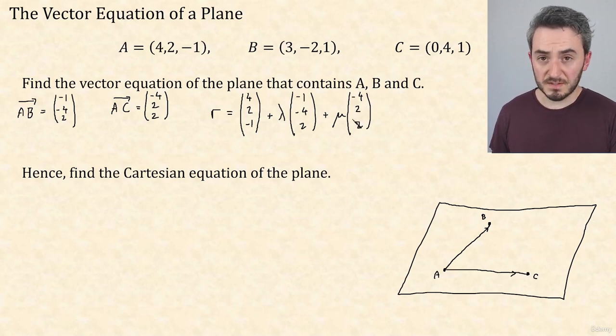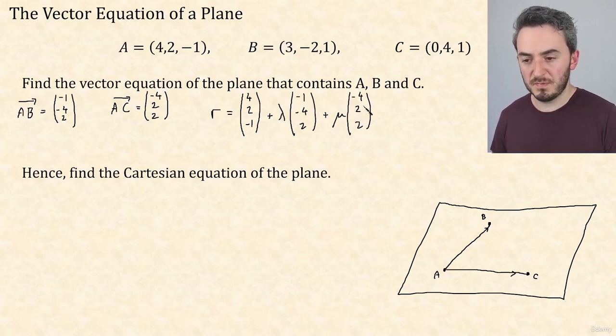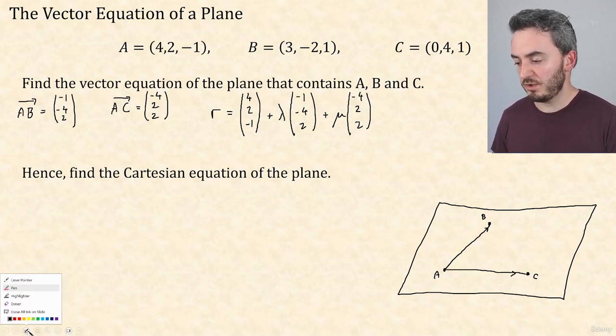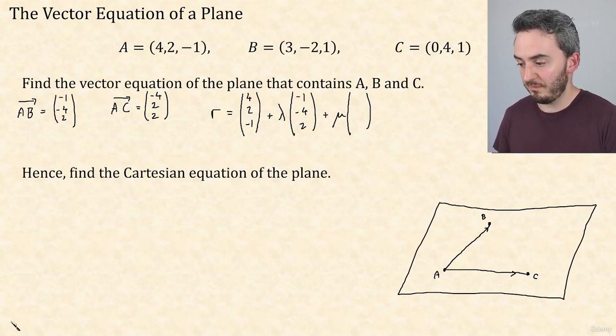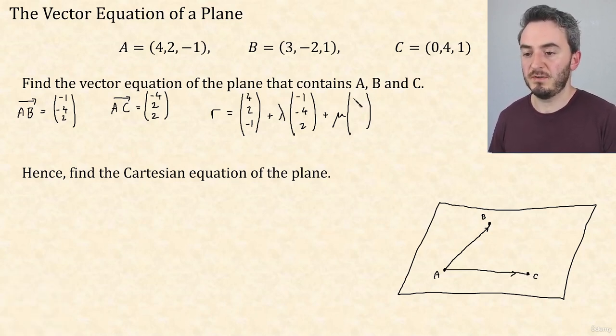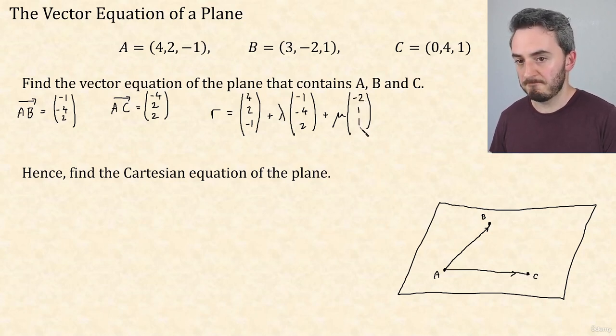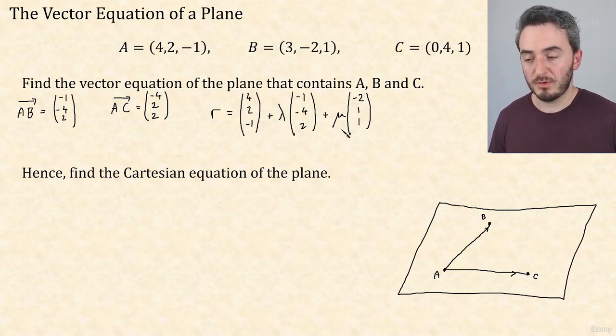So that's it. Now you could neaten this up. You'll notice that this direction vector is all divisible by 2. Since the convention is to have the direction vectors written in their simplest form, because we can have any multiple of them, I might just divide through by 2 and have a direction vector of (-2, 1, 1). So there's the vector equation of the plane.